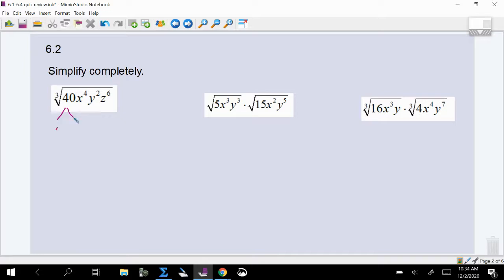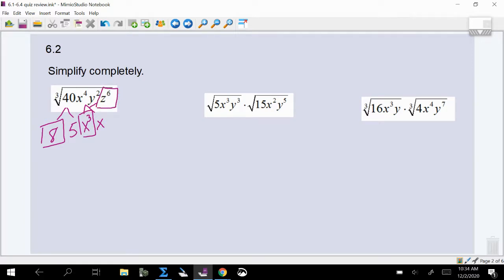So the perfect cube of 40 is 8. And I like to put a box around the one that's perfect. With the variables, you want the power to divide evenly by the root. And if it doesn't, you want to drop down to the first exponent that does. So 4 does not divide evenly, but 3 does. So we're going to drop it down to x to the 3rd. Y squared is actually too small to ever be perfect because the power is below the root. So that's going to stay put. And z to the 6th is already perfect. So I'm going to keep that where it is.